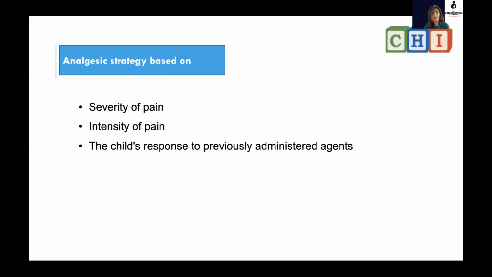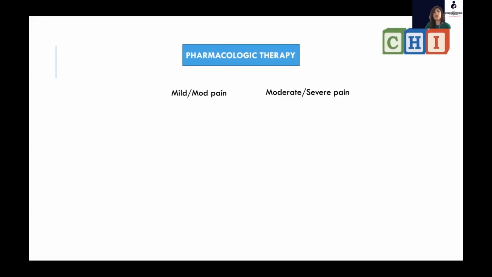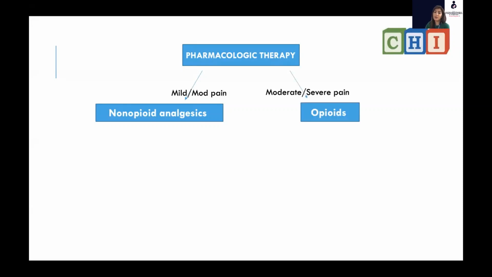So the strategy, how do I choose my drugs and medications? Again, it depends on the severity, intensity, and the child's response to previously administered agents. So for pharmacological therapy, if I want to choose which drug to use, I have the intensity score. After having the intensity score, if the pain is mild to moderate, then we will go for non-opioid analgesia. And for moderate and severe pain, we'll go for opioids.